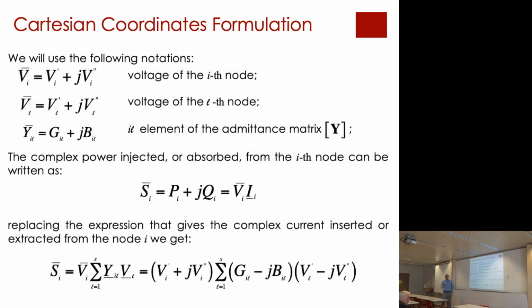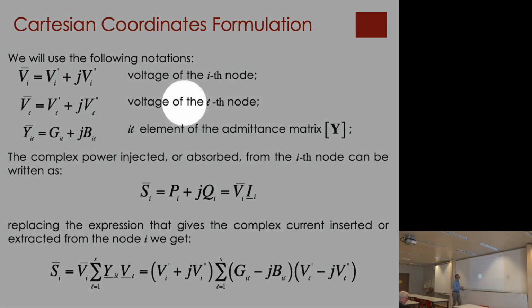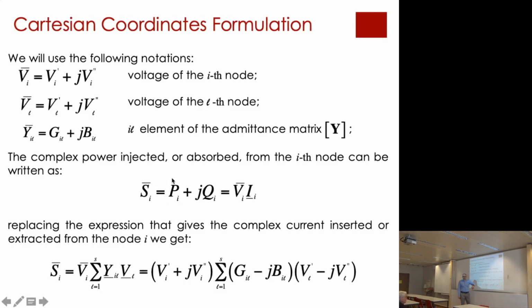Now, as I said, we formulate everything in terms of powers and voltages, so we cannot use the admittance matrix as is. We have to translate the admittance matrix into powers. The complex power S_i that you inject or absorb in a given node i, P_i plus jQ_i, can be written as V_i upper bar times I_i underbar, where I_i underbar is the conjugate of the current. That's the classical definition of power.